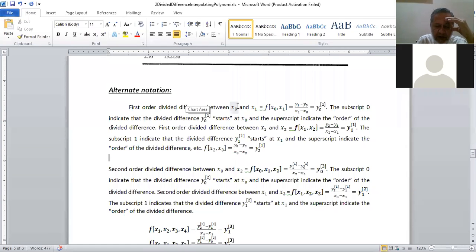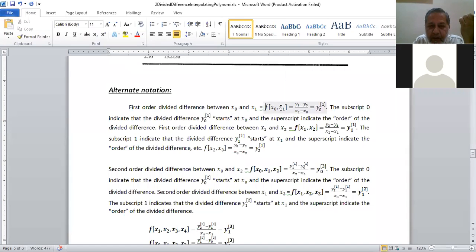Divided differences, first order, second order, third order, and moreover the notation used for divided differences. The book that we are using frequently use this notation, and this notation is read as divided. Now note that there are 2 points, and 2 points we make 2 points, that means 2 values of x. 2 points make a straight line.